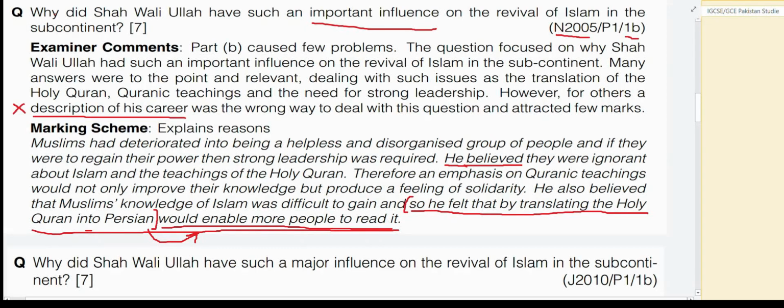Again, read the question. Why did Shah Waliullah have such an important influence on the revival of Islam in the subcontinent? We have to write briefly about the belief. What did he believe? A sentence or so, and then his work, right? Added with the importance it created, right? This is how we will deal with this question.